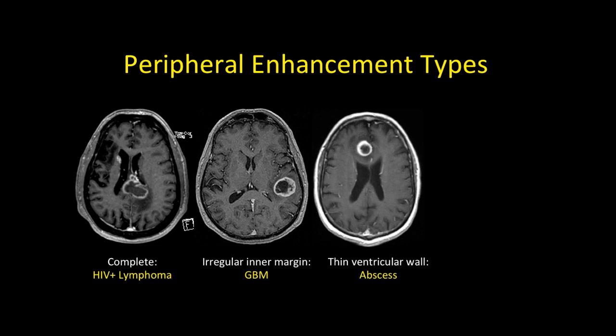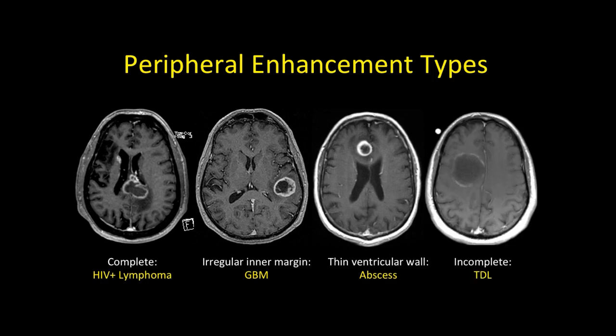Here's peripheral complete enhancement that's smooth, but we notice that the medial wall, or the wall opposing the ventricles, is thinner. That's indicative of an abscess. And then finally, our demyelinating lesion, where we have incomplete peripheral enhancement, that's indicative of this tumefactive large demyelinating lesion.